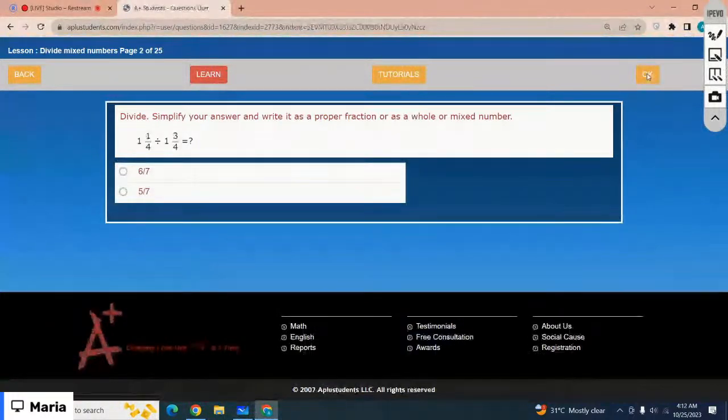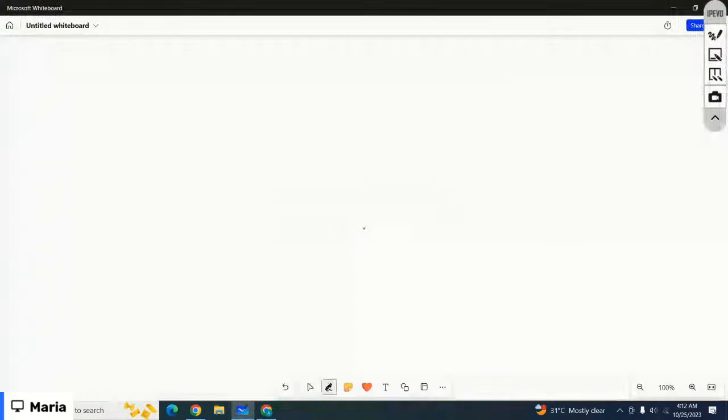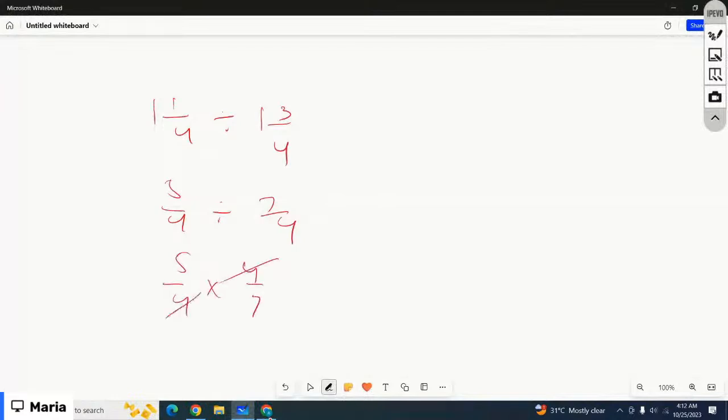Okay, the next one is 1 whole 1 over 4 divided by 1 whole 3 over 4. So 4 times 1 is 4 and 1 is 5 over 4. 4 times 1 is 4 and 3 is 7 over 4, right? So change the division sign to multiplication and take the reciprocal, so it would be 4 over 7. 4 times 5 over 4 times 7, that would be 5 over 7. So the correct option is 5 over 7.